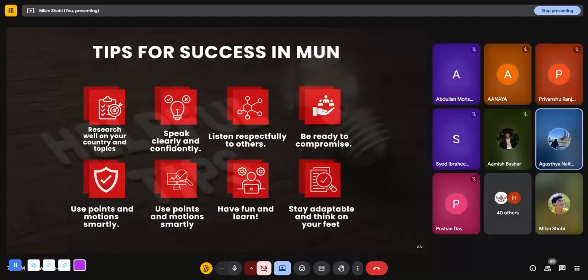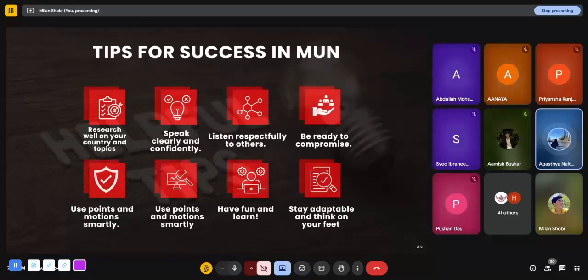Then, speak clearly and confidently. Public speaking is the main aspect of an MUN. Whether you are giving a speech or raising a point, your voice needs to be clear, steady, and confident. Confidence not only makes you more authoritative but also helps you gain the attention of the room. Then one should listen respectfully to others. MUN is a two-way process. It's not just about speaking but also listening. Respect other delegates' speeches even if you disagree. Listening actively allows you to respond with relevant counterpoints, build alliances, and better understand committee dynamics.